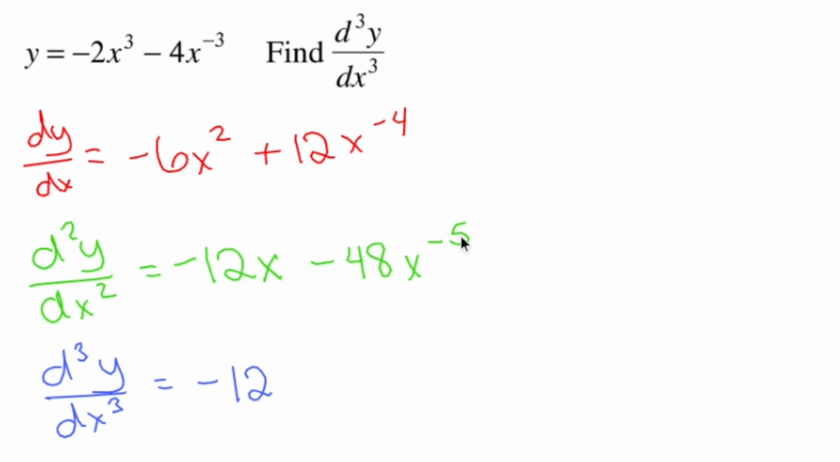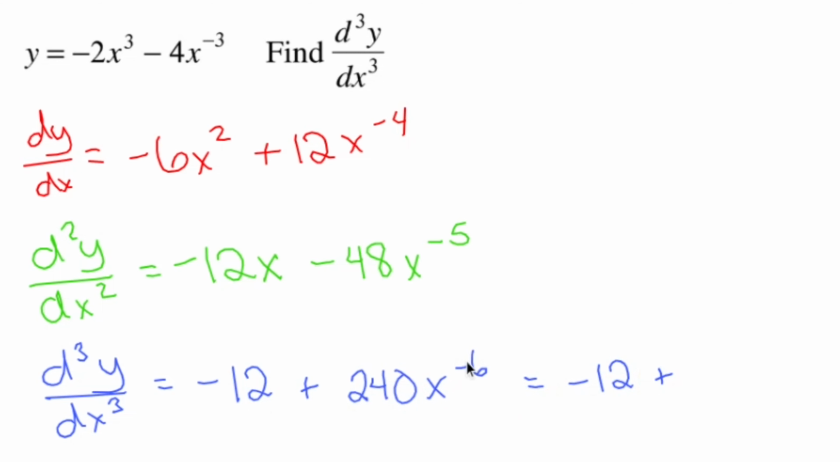Negative 5 brought down and multiplied to negative 48 is going to be positive 240, I think. I'm pretty sure that looks about right to me. X to the negative 5th. Subtract 1 from negative 5. That gives you negative 6. And let me clean this up a bit and say negative 12 plus.